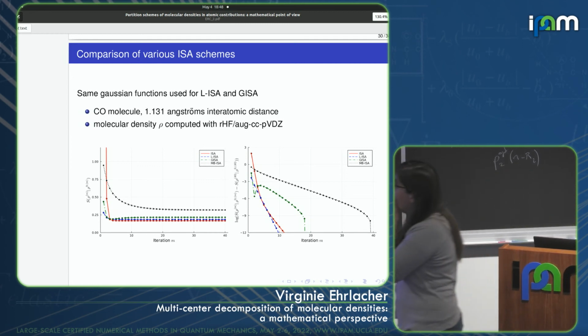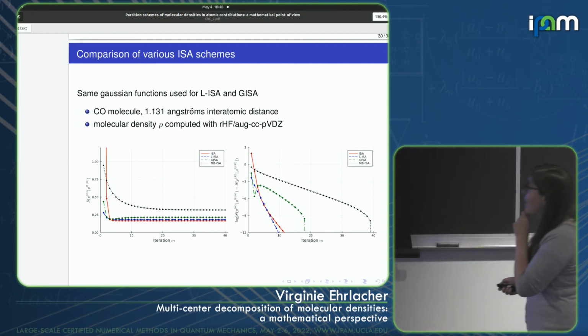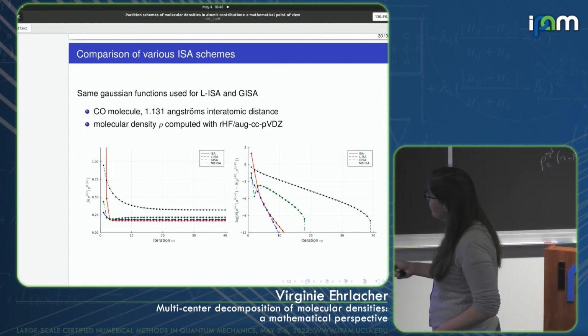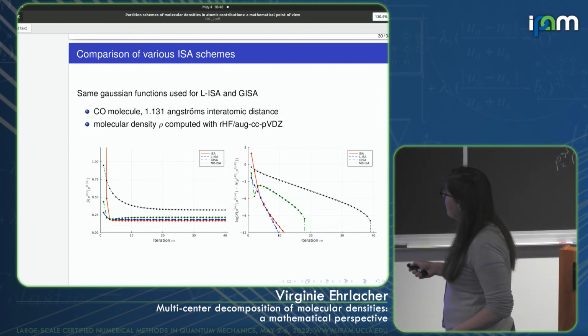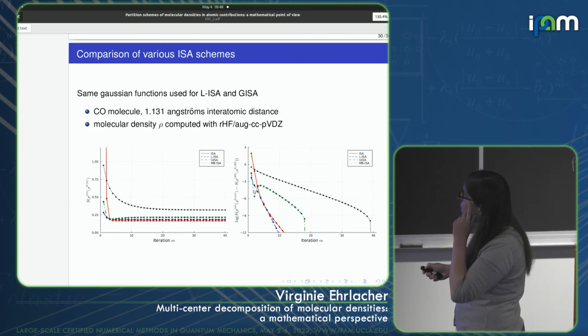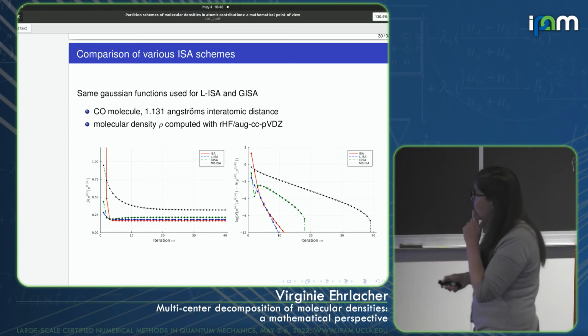And then Robert made some comparison of the various ISA schemes I told you about on some molecule. Here it's a CO molecule at this interatomic distance.